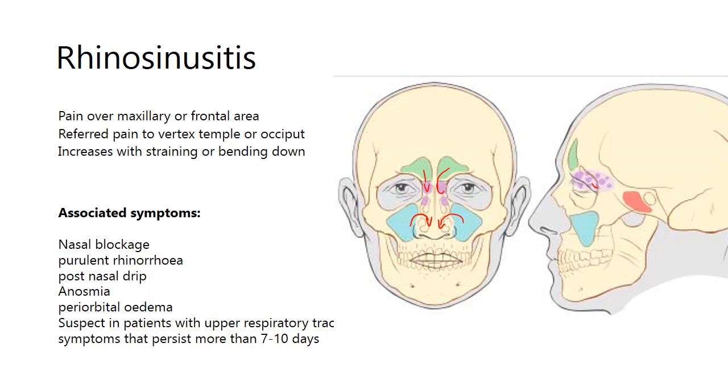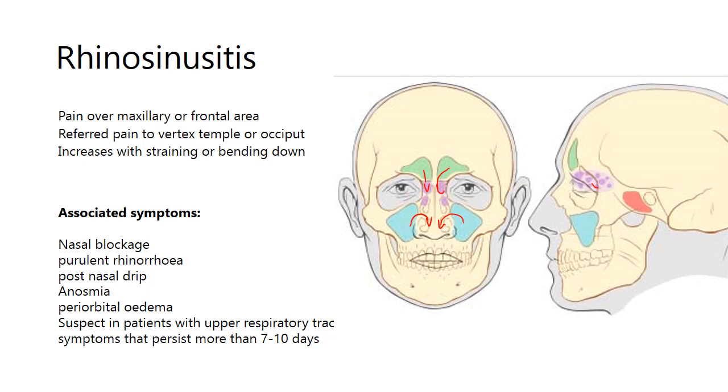So they'll complain of nasal blockage. That might be only on one side, or it might be on both, or it might even change from one side to the other. They tend to have a respiratory tract infection in the run-up to complaining of facial pains. So it says here that we should be suspicious of acute rhinosinusitis in patients that have had a persistent respiratory tract infection that lasts 7 to 10 days or longer than that. If it's significantly longer than 10 days, you'd be considering now chronic rhinosinusitis.